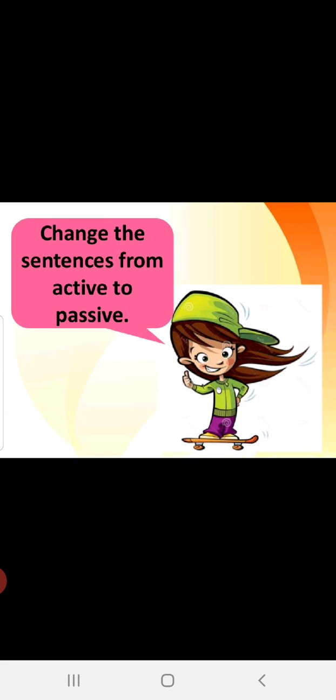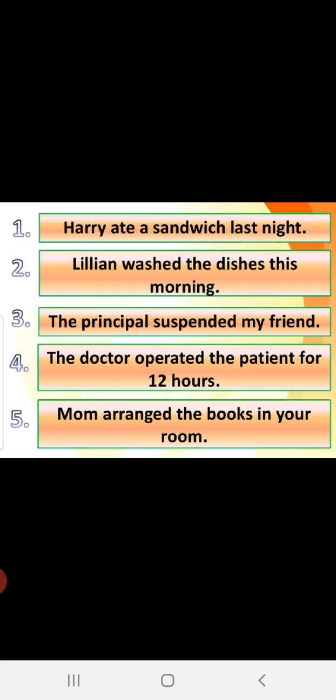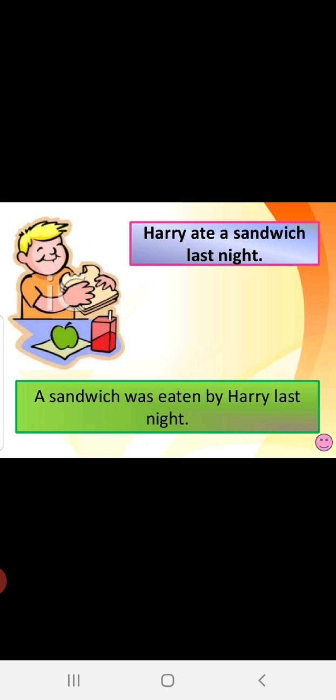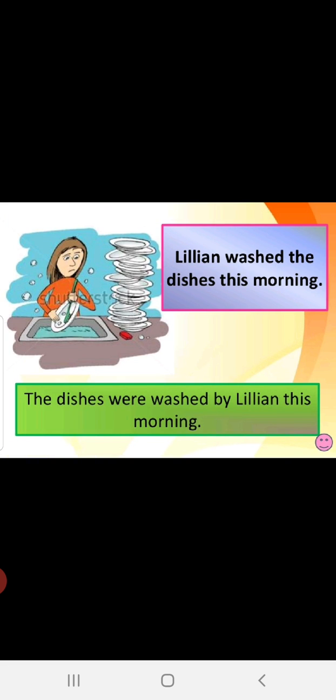Now, let's sort out some sentences. Change the sentences from active to passive. Harry ate a sandwich last night. Here, a sandwich was eaten, past participle V3 form. Eat, ate, eaten. A sandwich was eaten by Harry last night. Lillian washed the dishes this morning. The object, the dishes, becomes the subject now. The dishes were washed by Lillian this morning.